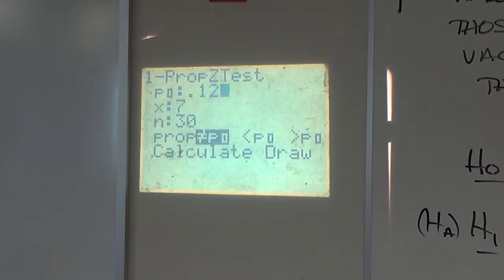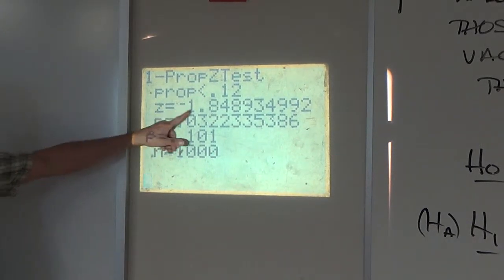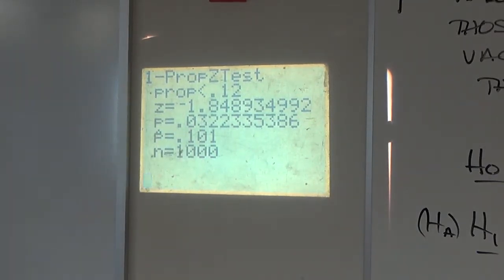P is 0.12, X is 101, N is 1000. We are testing to see if it's less than. This is fine. See? Quick. Z is negative 1.88 or negative 1.85. P-value, 3.2%. It will do the square root for you, that's why I said don't worry about the square root thing. It takes care of all that for you.